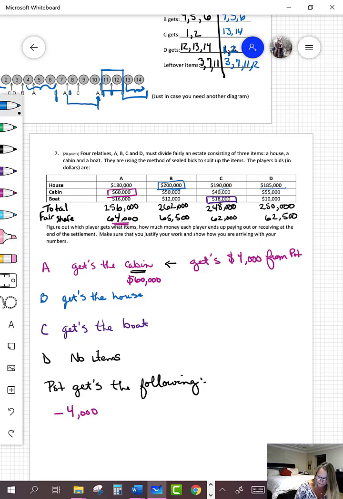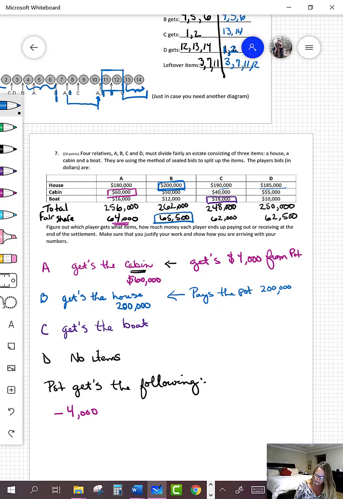Looking at B, B got the house. This was worth 200,000 in their eyes. And so they got the house, which is $200,000. But that's more than his fair share. So he actually has to pay out, or she has to pay out the pot. So pays the pot. Well, they got $200,000 worth of property minus the 60. Wait a minute, what was I doing?